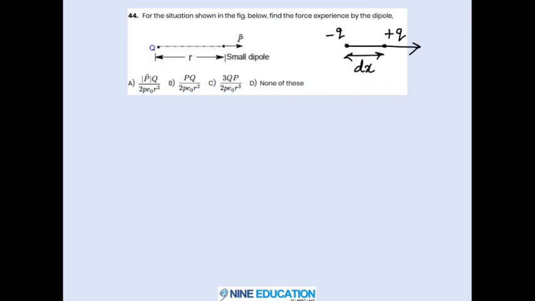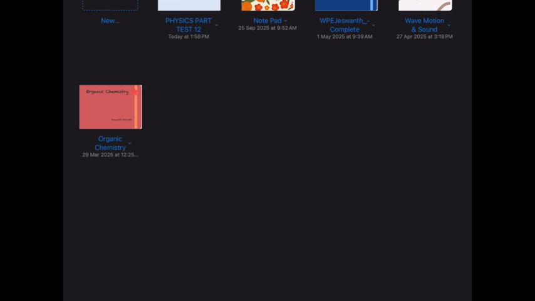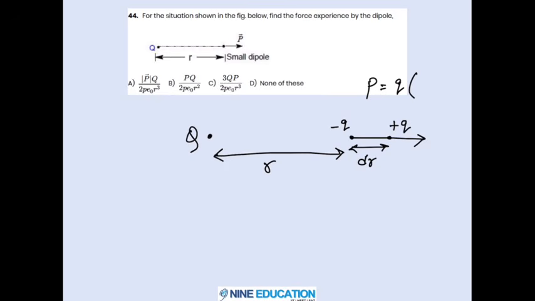Just a minute, let me shift this. Yeah, instead of dx, we'll better take dr. I'll tell you the reason. Let this be dr, and this is the main charge q, which is at a distance of r from this dipole. Now can you tell me what the dipole moment formula is? Dipole moment is charge into the distance between the charges, which is q into dr. That is the dipole, or you can call it dp, because it is a small dipole.